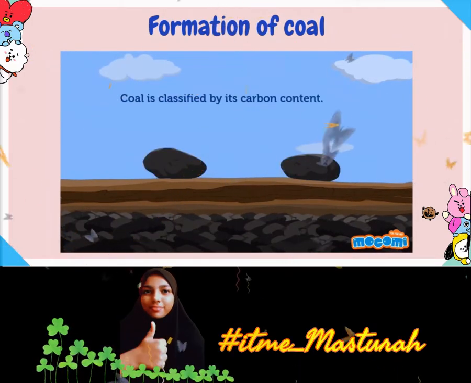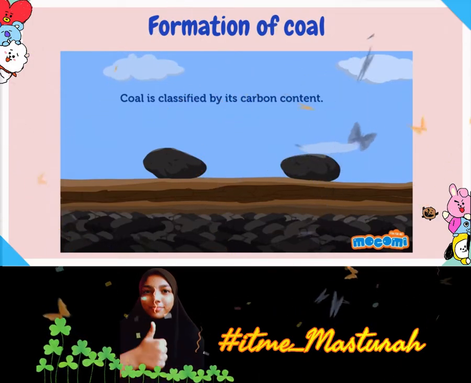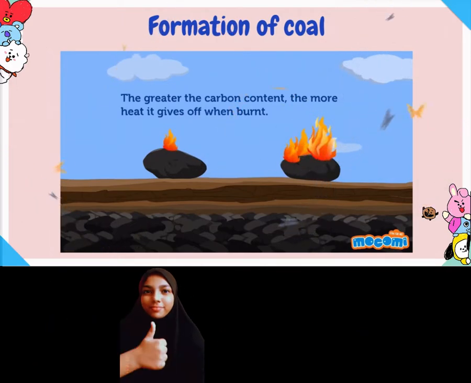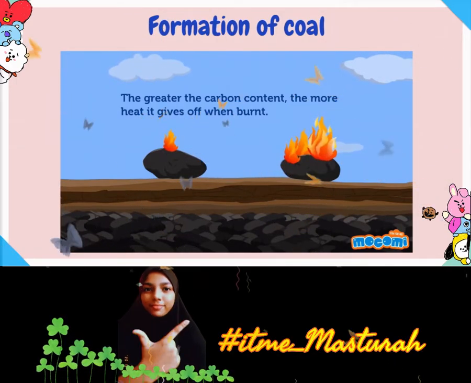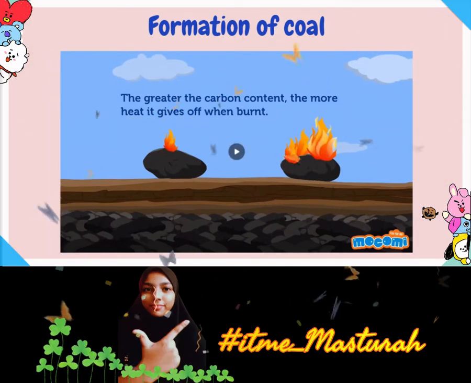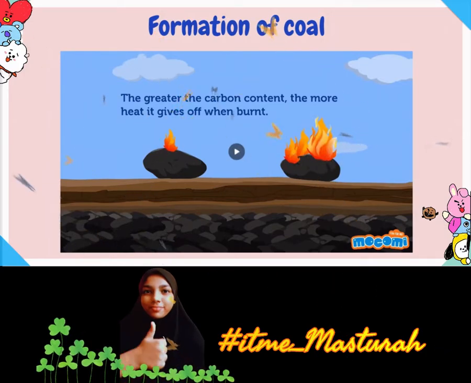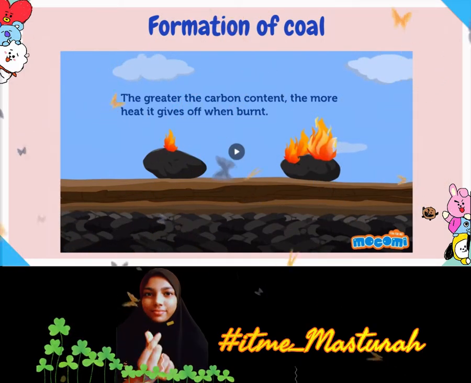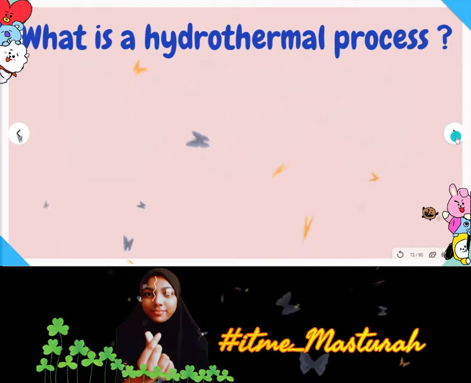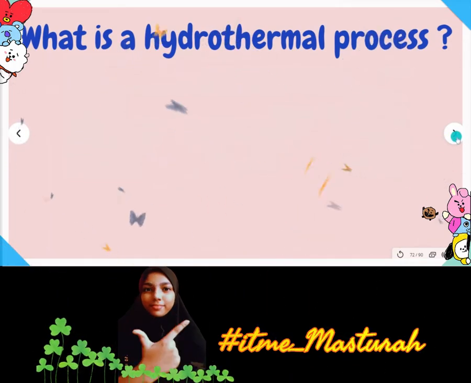Coal is classified by its carbon content. The greater the carbon content, the more heat it gives off when burnt. So that's all about the formation of coal. And next up, we're going to see what is hydrothermal.